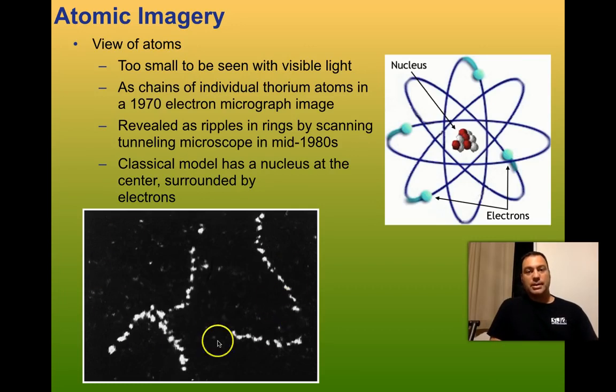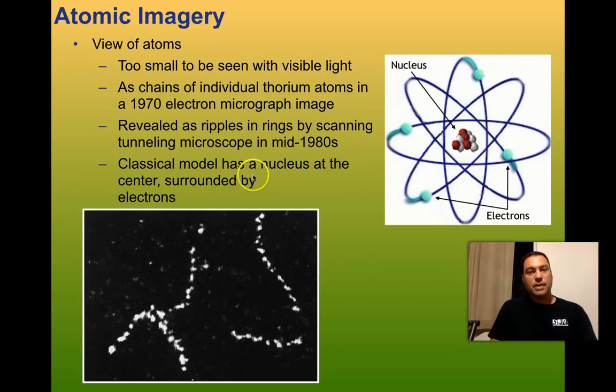This was published in 1970. And these are atoms of an element called thorium. Thorium is a really big atom, so this makes it a very nice target. Here you can see each one of these little spots is a thorium atom. Now, we can't really see a whole lot of detail, but keep in mind, this is still a big deal to see an individual atom in an image, right? Absolutely cool stuff. So revealed as ripples and rings by scanning tunneling microscopes in the mid-1980s, we started getting better ideas of what they look like.